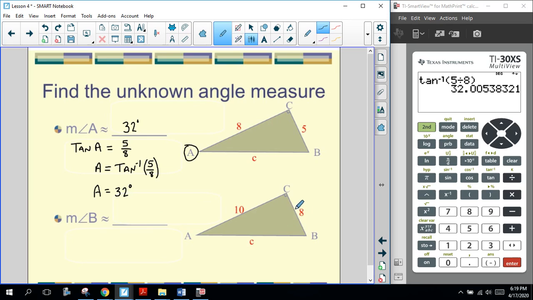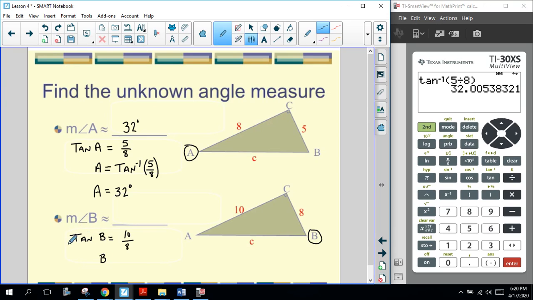All right, let's take a look at one last example here. I've now been asked to find the measure of angle B. Well, for the measure of angle B, I can set up my tangent ratio again. So this is going to be the tangent of angle B, my acute angle. That is equal to the opposite of 10 over the adjacent leg, which is 8. And so I'm asked to find an angle measure just like we did up above. Remember, this is not multiplication.